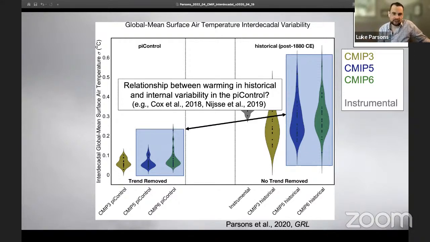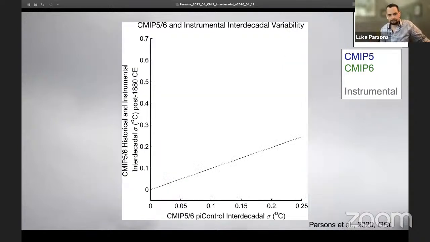And I'm not the first one to come up with this idea. I think Peter Cox had a paper in 2018 on this, where they seem to suggest that, oh, maybe you could use the control run variability to say something about climate sensitivity. So I was wondering, is there any relationship between the variability and trends in the historical runs and the control run variability? So what I'm going to show you here is a scatter plot, and on the x-axis is going to be the interdecadal variability in the control runs, and on the y-axis is the variability plus trends in the CMIP5 or CMIP6 historical runs and in the instrumental data after 1880.